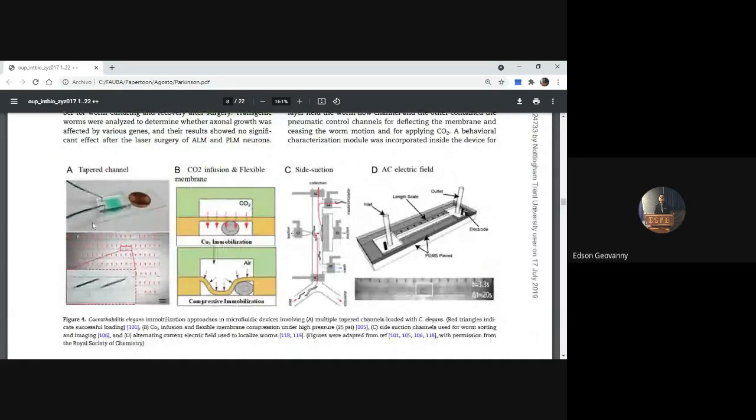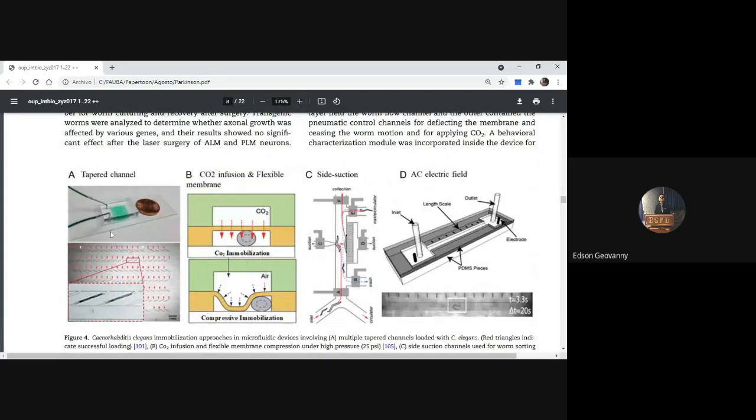And this part, in part A, the chip has conical channels with 20 parallel columns and 7 rows to increase the ability to image and stimulate multiple worms simultaneously.